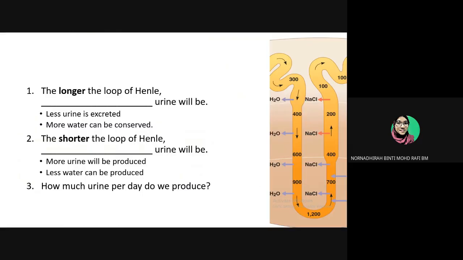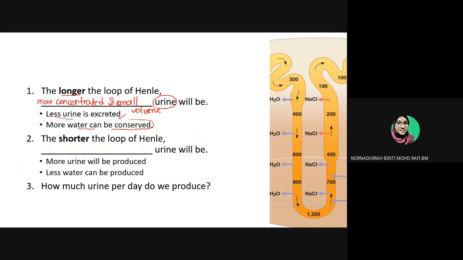Okay. Then kita tengok conclusion. The longer the loop of Henle, what will happen to the urine? The longer the loop of Henle, the more concentrated and small volume urine will be. So less urine is excreted sebab dia small volume, and more water can be conserved because a large amount of water has been reabsorbed.